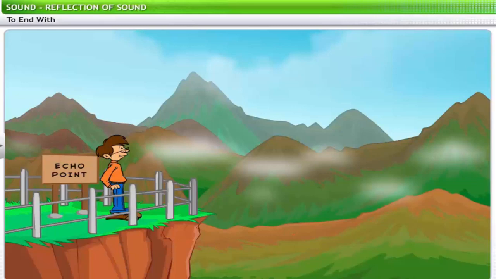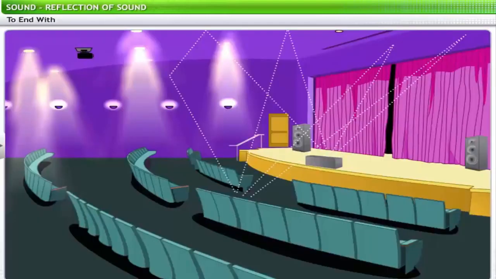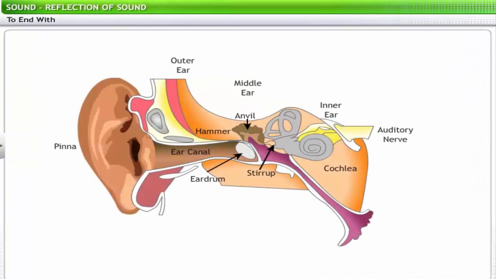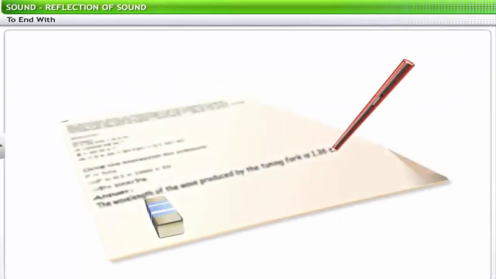This brings you to the end of this lesson on reflection of sound. In this lesson, you learned how reflection of sound results in echoes and reverberation. You also learned about applications of reflection of sound and the working of the human ear. The section on solved problems provides you an opportunity to review some model problems based on these concepts. To revisit the key points covered in this lesson, please review the flashcard.